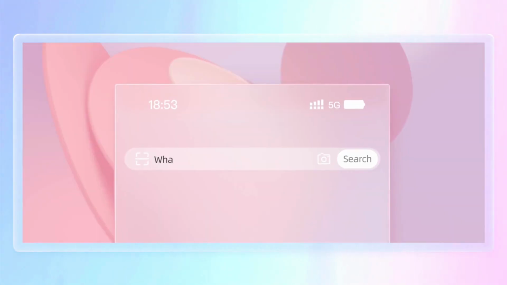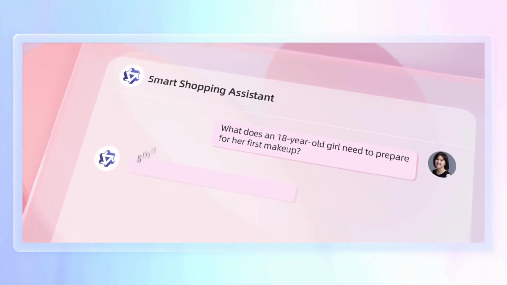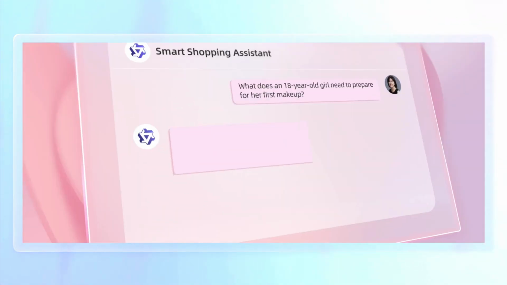So we've talked about the infrastructure, the models, the platform, but I want to know how businesses are actually using all this. Right, the real-world applications.